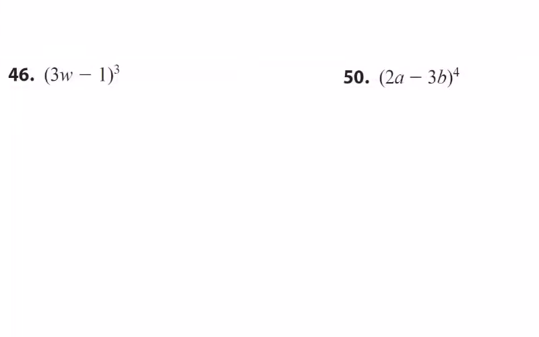Right, so now what happens when we have a cube here? First of all, remember, don't try to distribute and get 3w cubed and 1 cubed. We actually have to expand this, right? So it's going to be 3w minus 1 times 3w minus 1 times 3w minus 1, right?